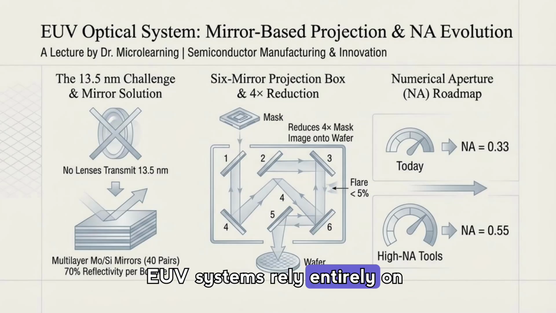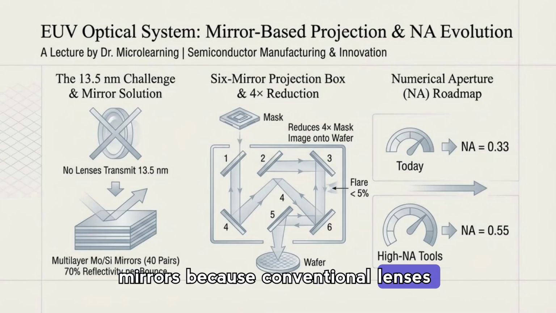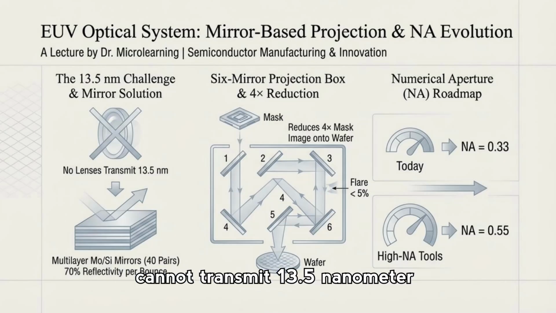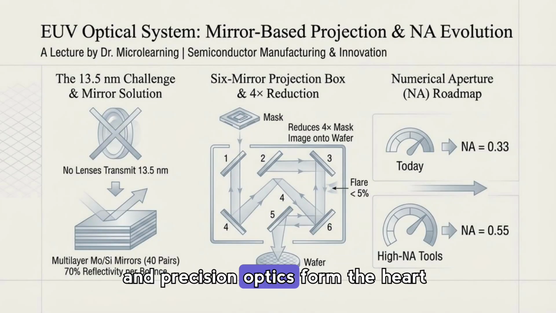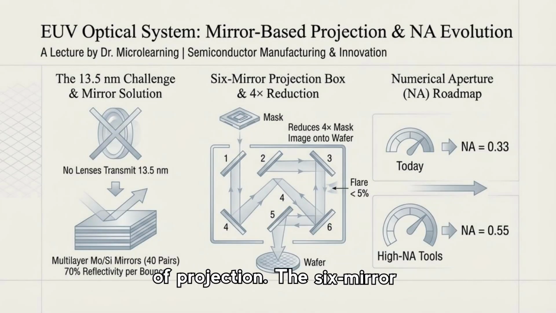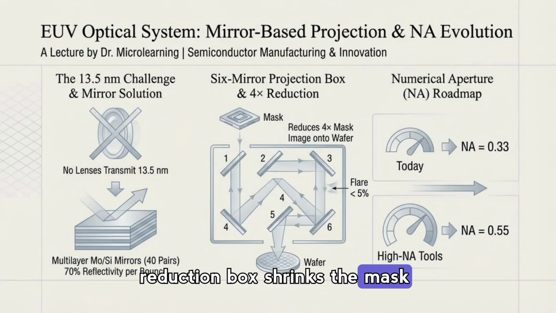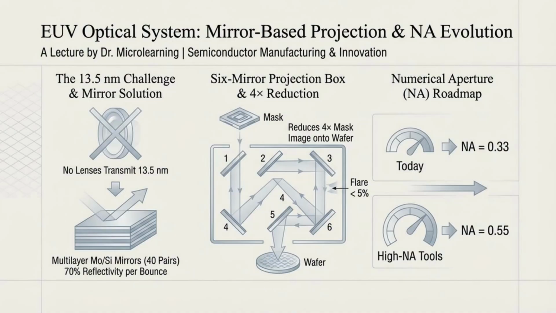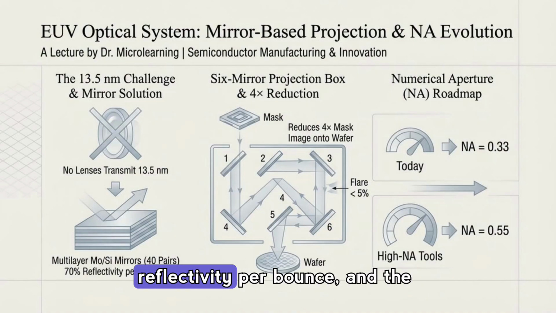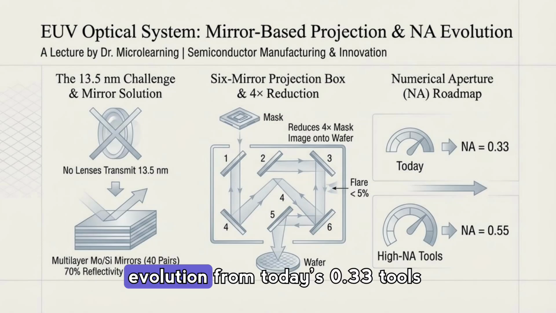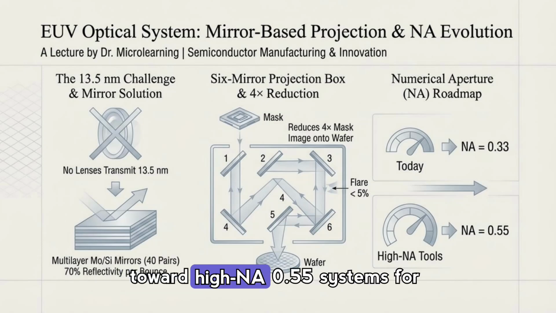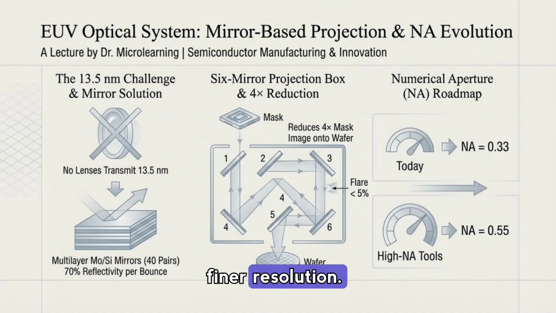EUV systems rely entirely on mirrors because conventional lenses cannot transmit 13.5 nanometer light, so multilayer Mo/Si coatings and precision optics form the heart of projection. The 6-mirror reduction box shrinks the mask image 4 times onto the wafer while maintaining low flare and high reflectivity per bounce. And the roadmap shows numerical aperture evolution from today's 0.33 tools toward high-NA 0.55 systems for finer resolution.